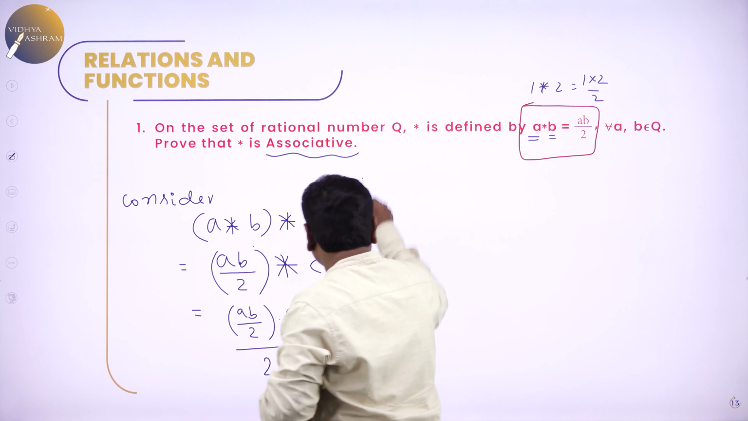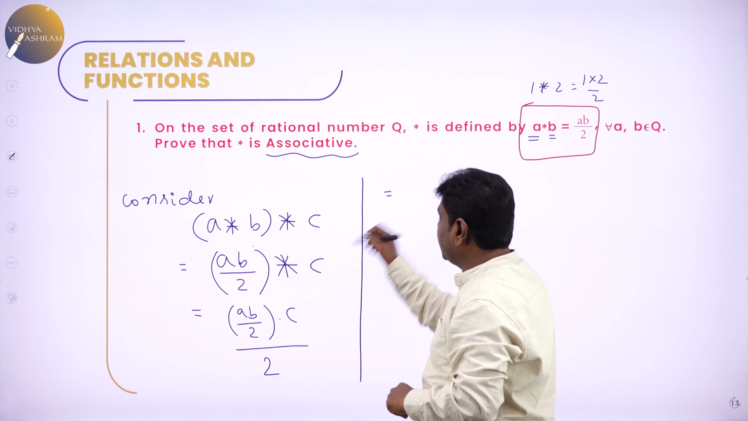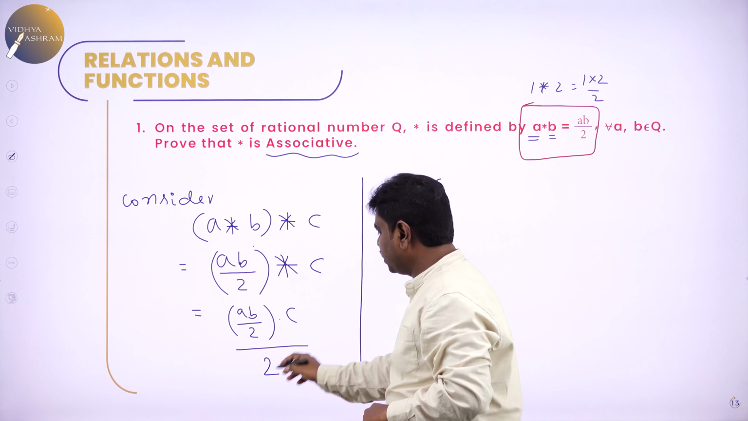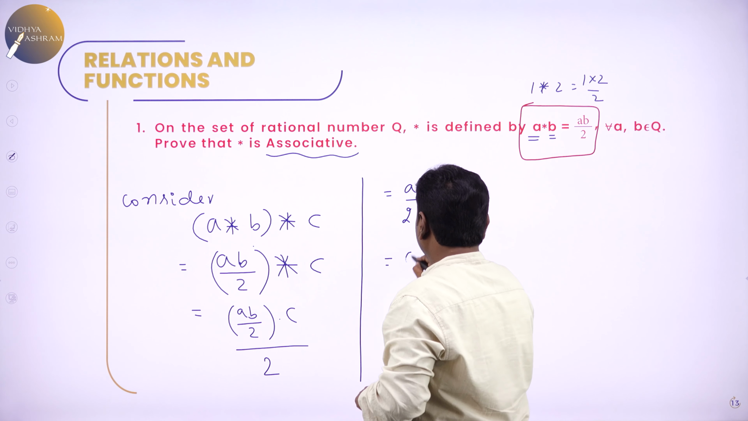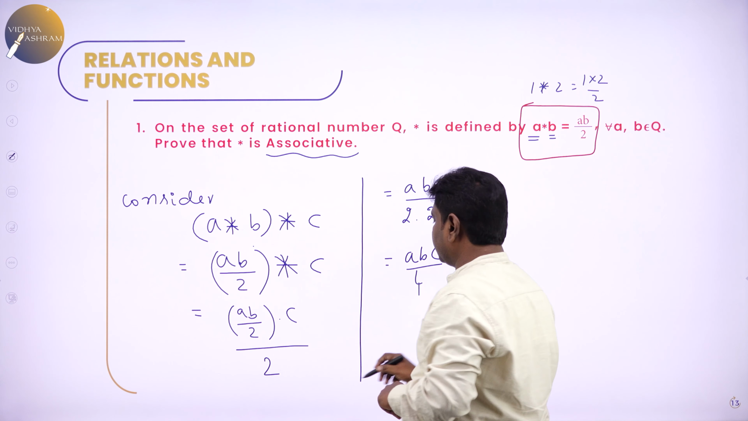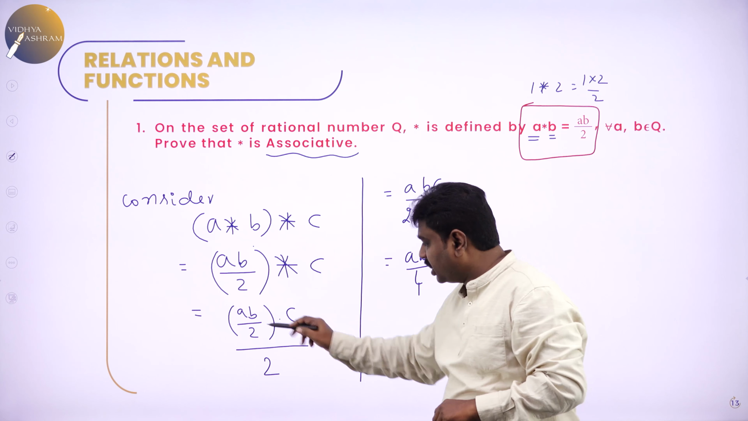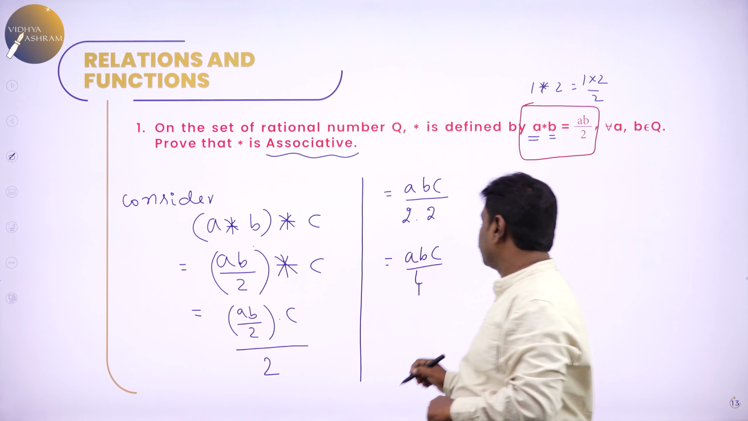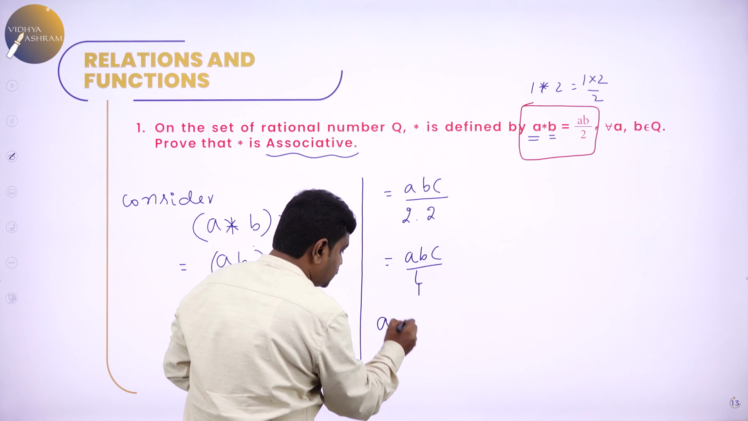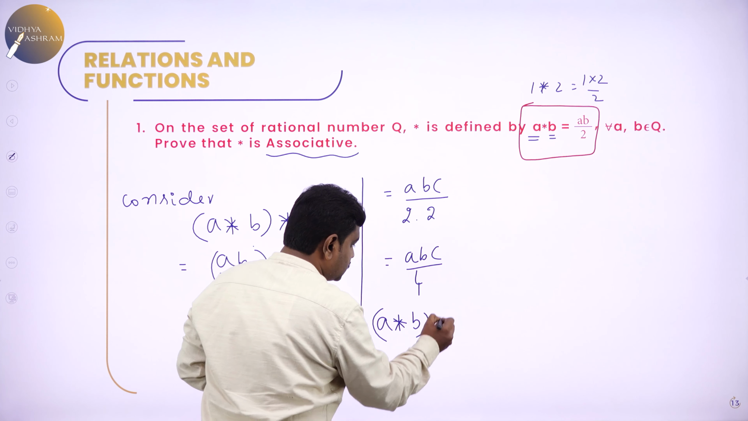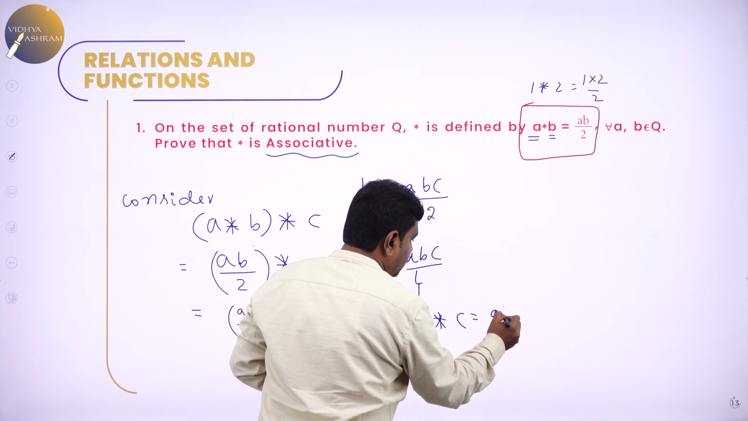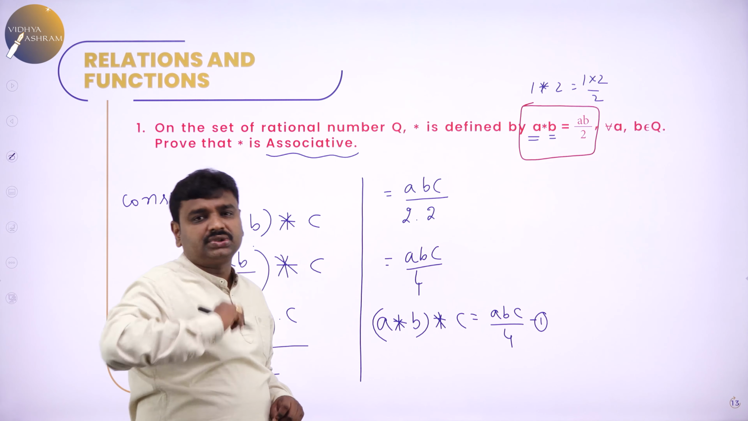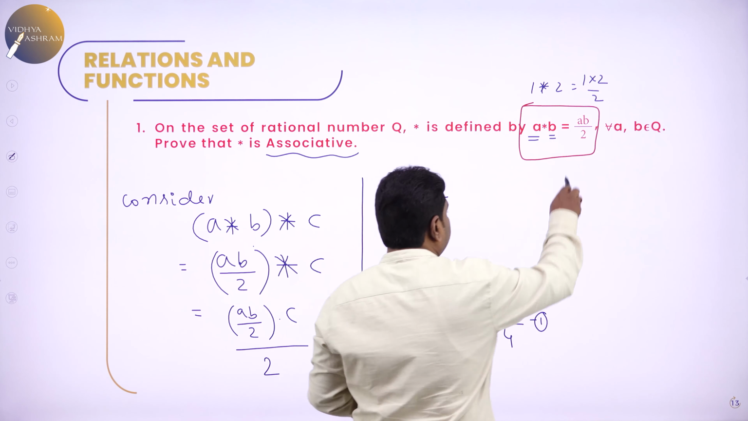Now, further simplify this. A into B into C is A, B, C. By 2 goes to the denominator and 2 is already in the denominator. This will become A, B, C by 4. Don't get confused and cancel 2, 2. So, this is in the denominator, this is also in the denominator. So, A into B, C is A, B, C by 4. So, now you got the value of A star B star C. How much you got? A, B, C by 4. Call it equation 1. Any doubts?